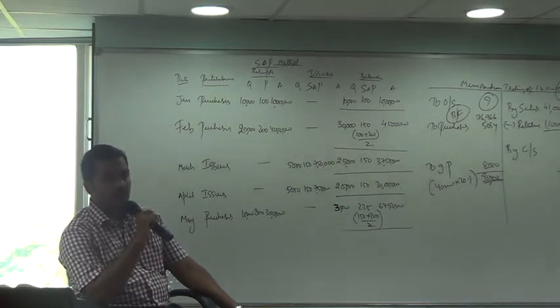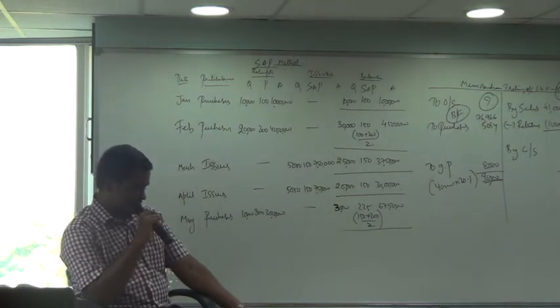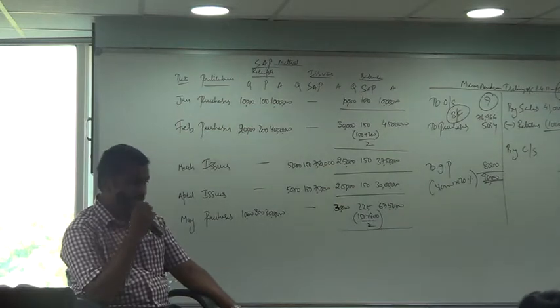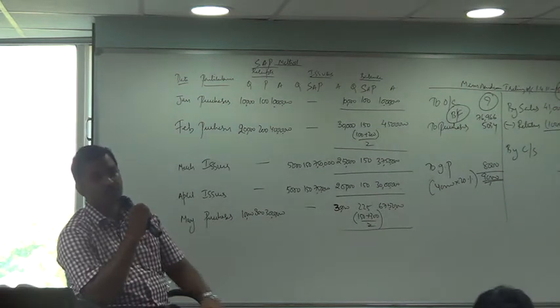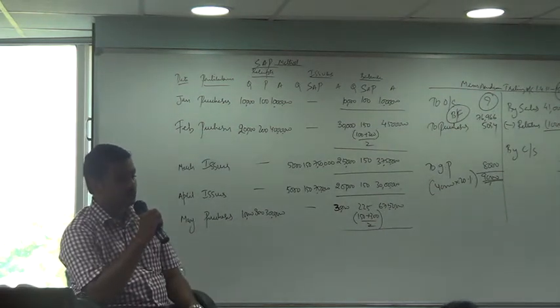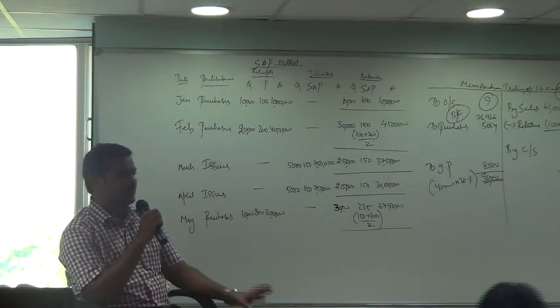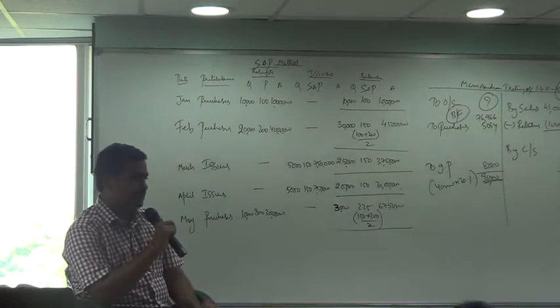Opening stock, add purchases, minus closing stock, is equal to cost of goods sold. I'm assuming that expenses are not there. Okay, now I want purchases from that equation.